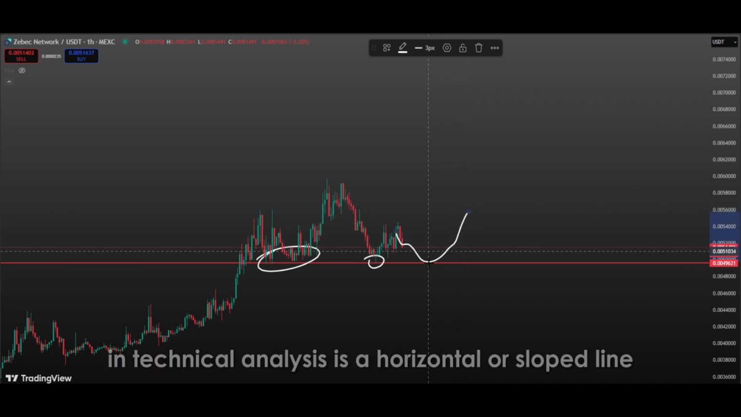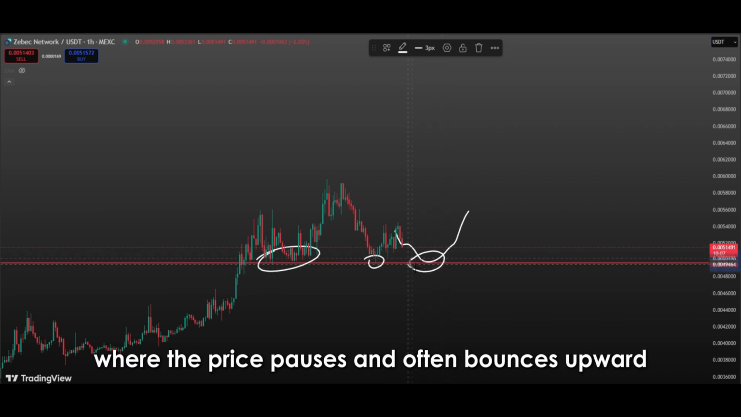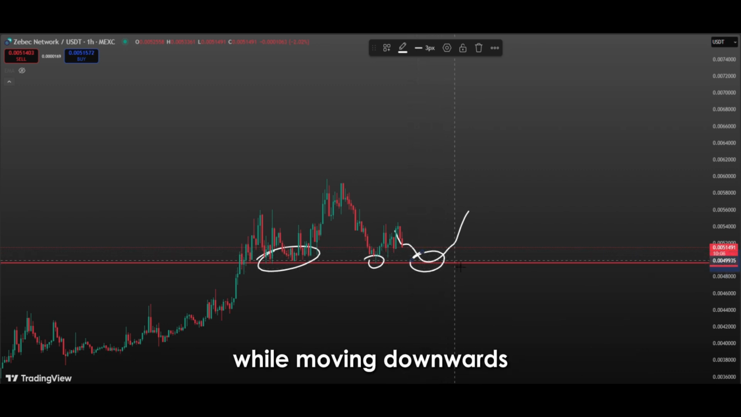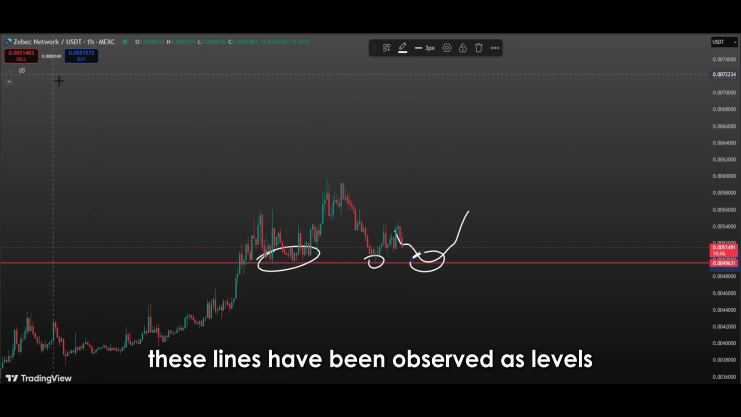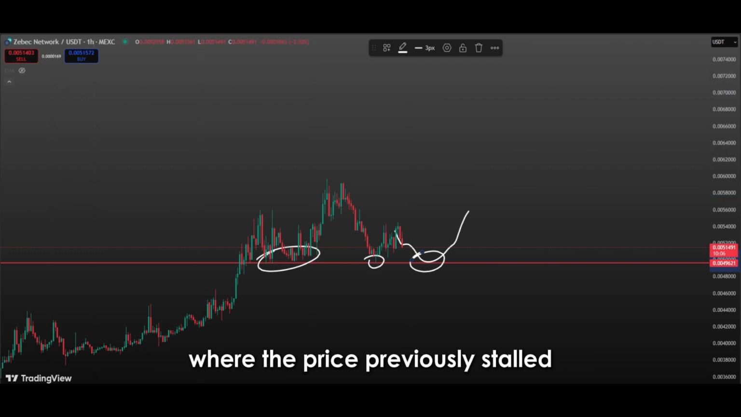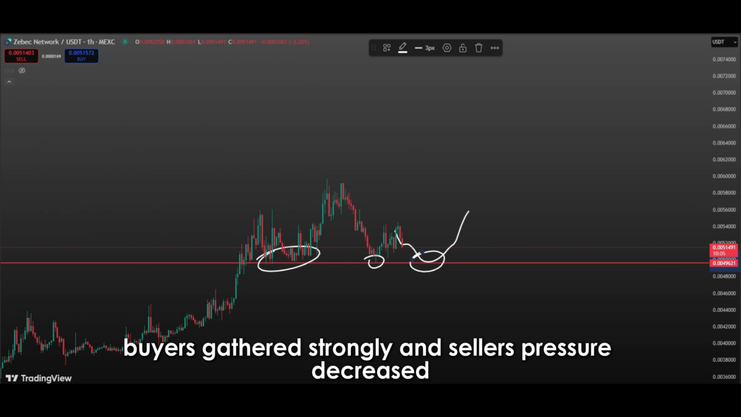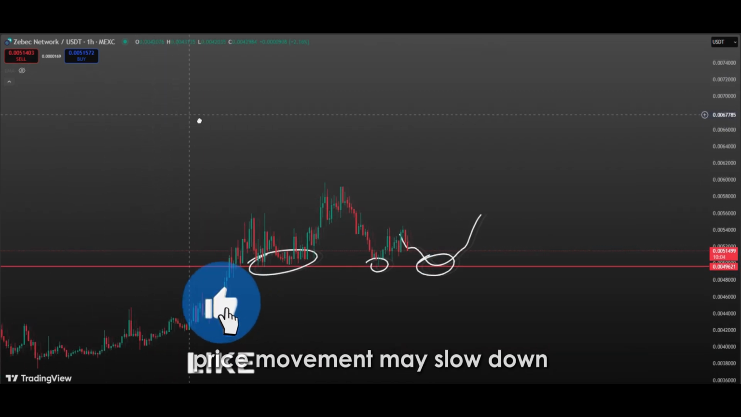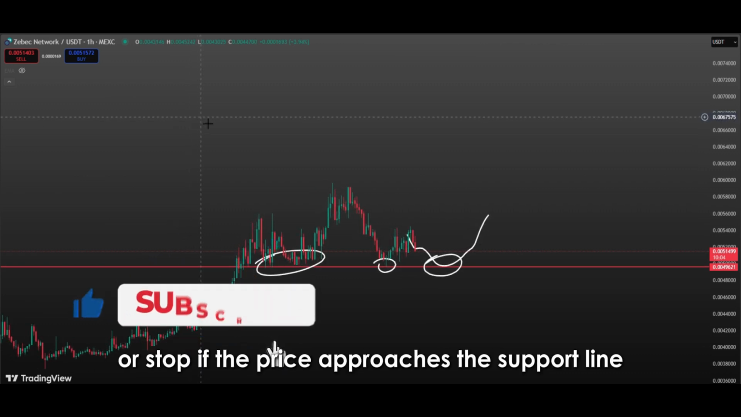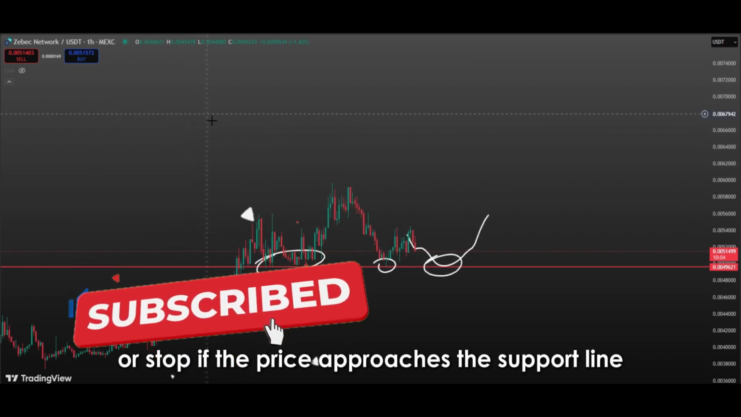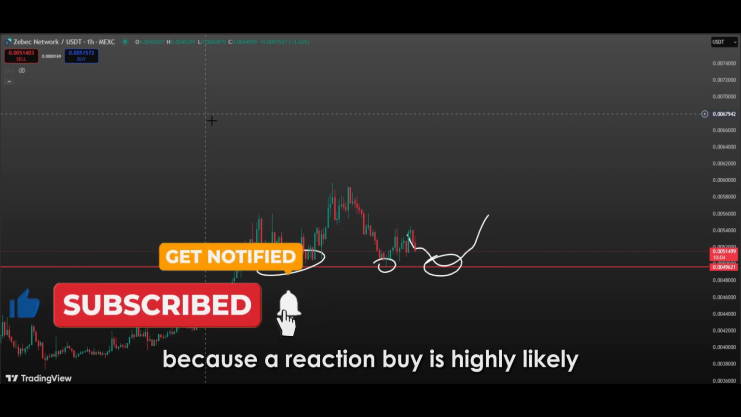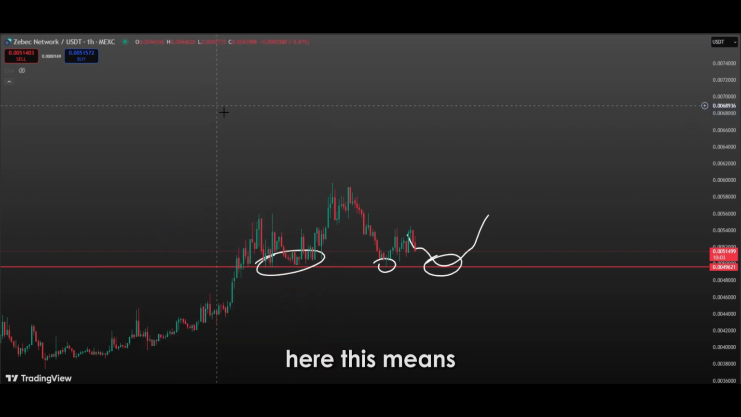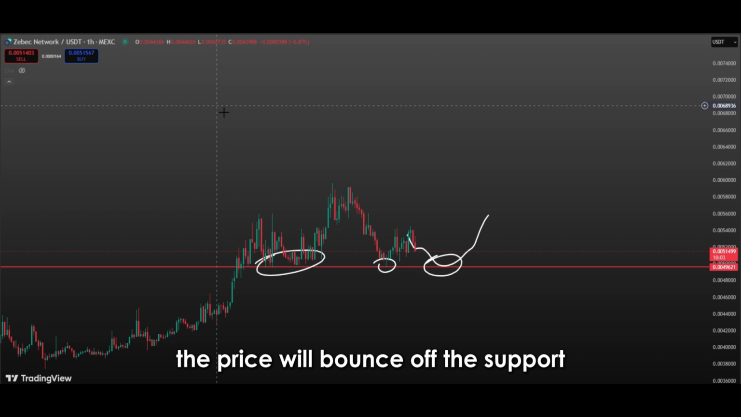A support line in technical analysis is a horizontal or sloped line where the price pauses and often bounces upward while moving downwards. These lines have been observed as levels where the price previously stalled, buyers gathered strongly, and sellers' pressure decreased. Therefore, these levels are places where downward price movement may slow down or stop. If the price approaches this support line, investors usually become alert because a reaction buy is highly likely here. This means the price will bounce off the support and start a new upward wave.